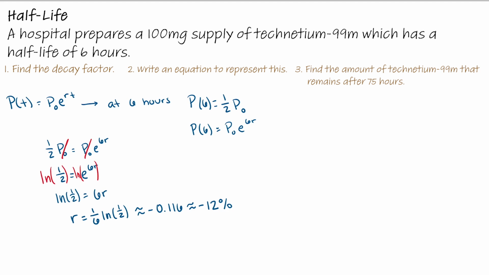So now we can use this to write an equation to represent the half-life. So P of T is equal to our initial value, which is 100, times e raised to the negative 0.12 T power.